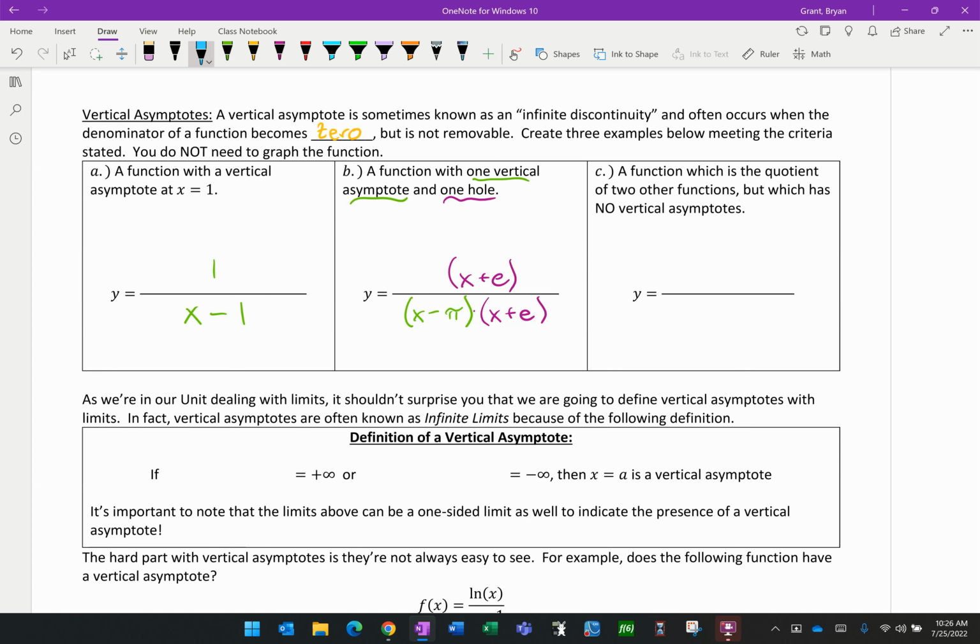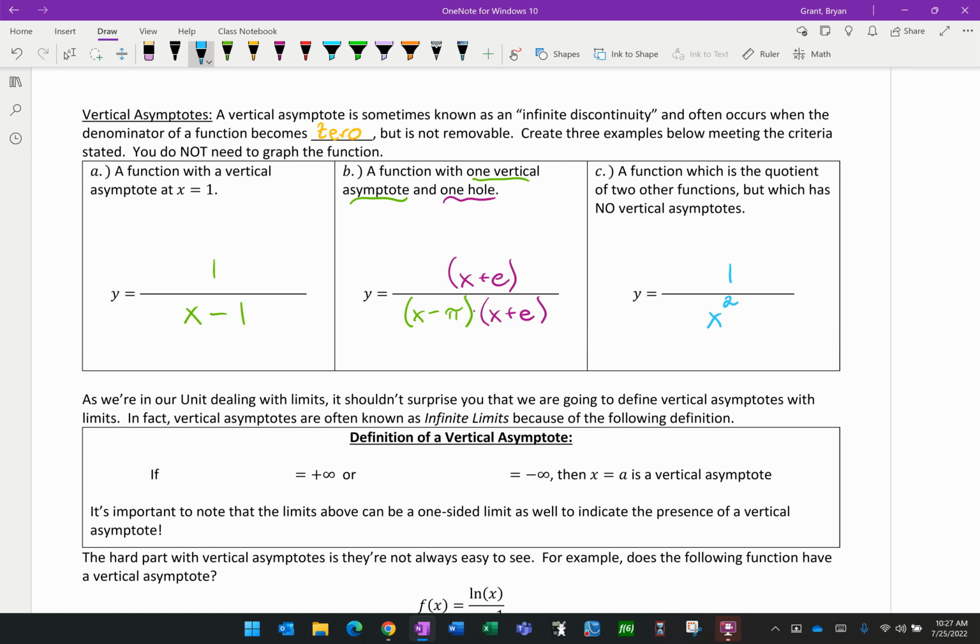Last but not least, a function which is the quotient of two other functions but has no vertical asymptotes. Well, the numerator is pretty easy. I'll just put a 1. But no vertical asymptotes, and we need another function down here. Let's assume that we need an x. Well, I think if that's going to happen, then the denominator can't equal 0. If the denominator isn't going to equal 0, then maybe we could say the denominator is either always negative or always positive. And it's actually very easy to make something always positive, right? We could just do x squared. That turns something into a positive.